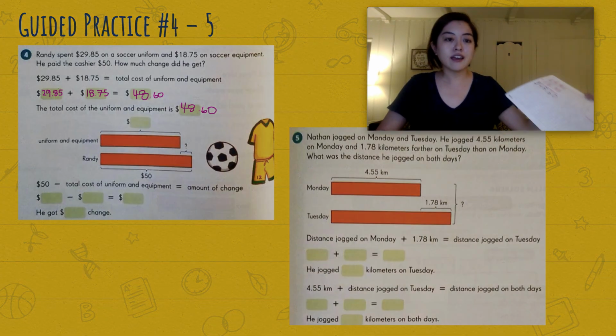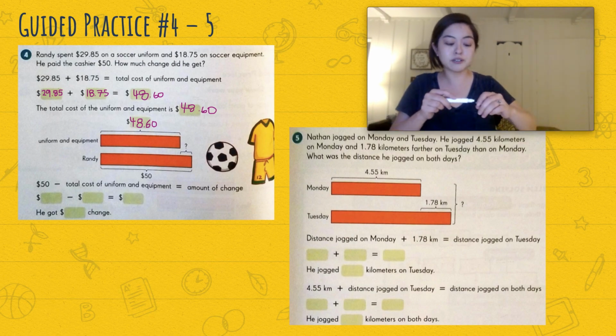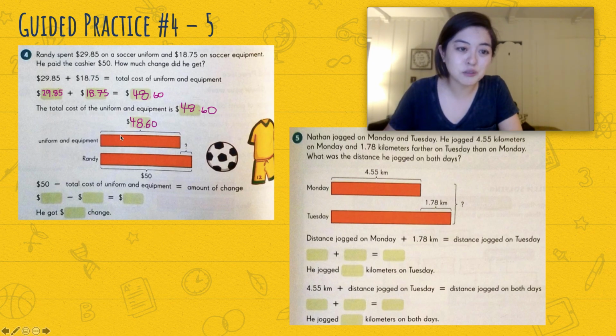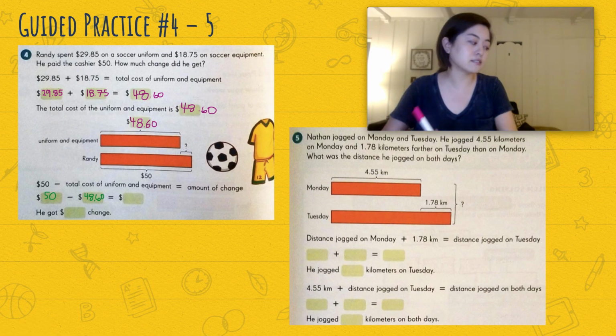Okay. And I see that in the bar model here they drew one for us already. Thank you. Which is uniform and equipment. So we found that out, which is $48.60. And Randy only has $50. Okay. Well, he has $50, which is enough. But he wants to know how much change he will get back. Okay. So we're going to do 50 minus the total cost of the items. So it's 50 minus 48.60.